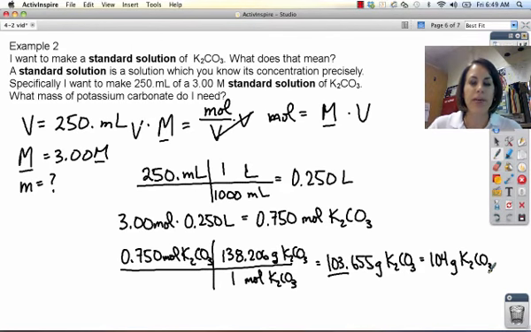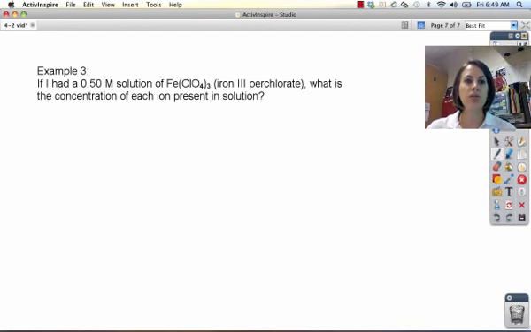Example 3 is dealing with concentrations of ions. So it's important to realize that when ionic compounds dissolve, they dissociate. Dissociate is only for when I use ionic compounds. So that means they break apart into their respective ions. So the solution concentration is always given in terms of the solute before it dissolves, but it may not reflect the true composition of the solution.